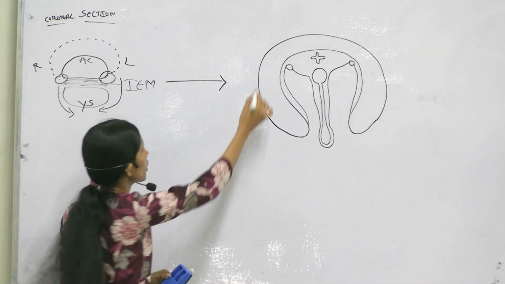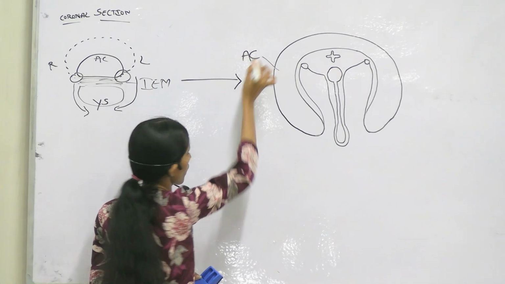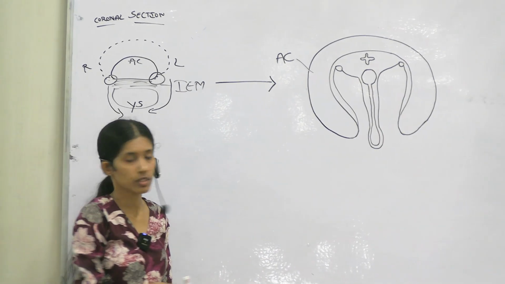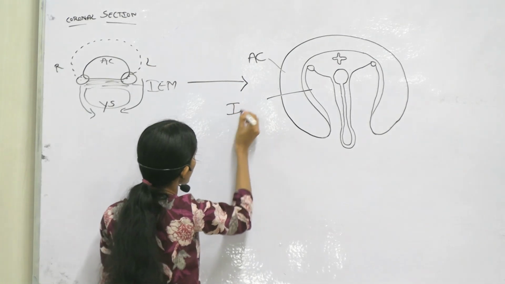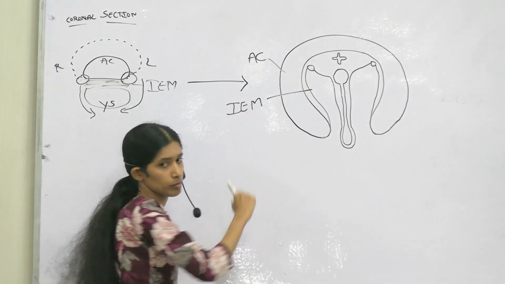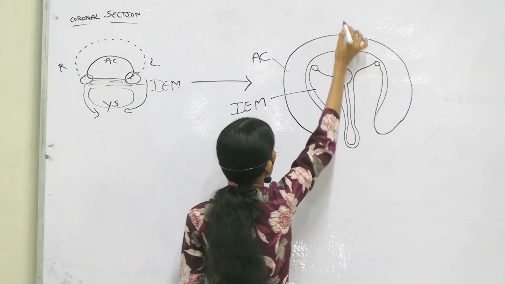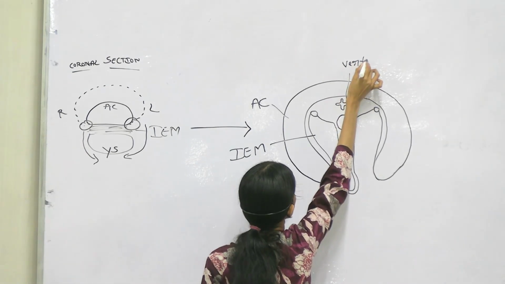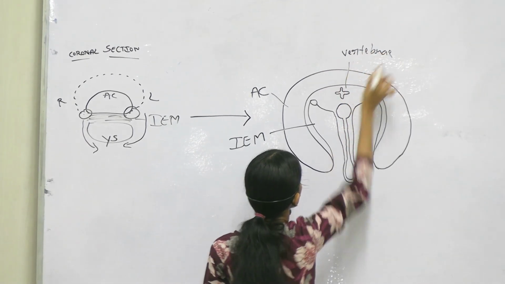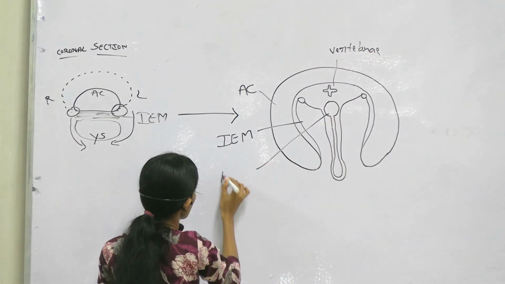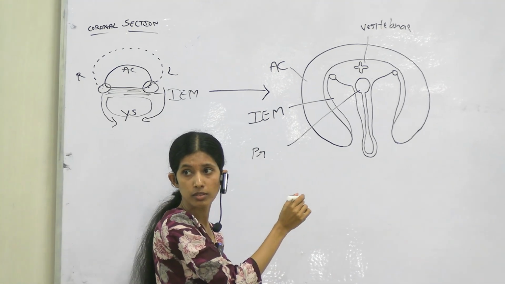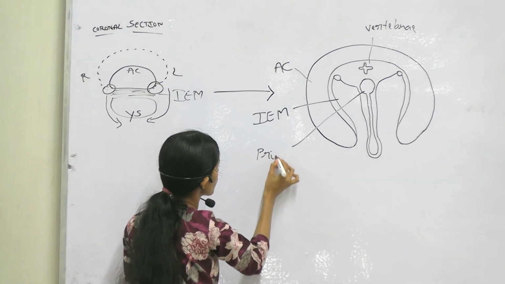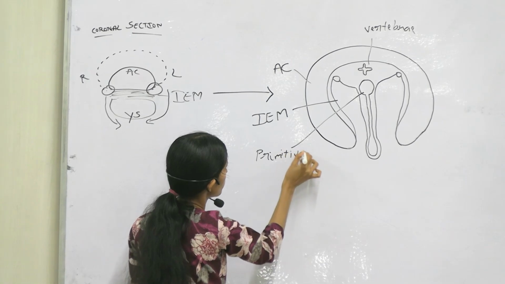This is your amniotic cavity. Okay. Now this part is your intraembryonic mesoderm, and this is vertebrate, and this one is your primitive gut.